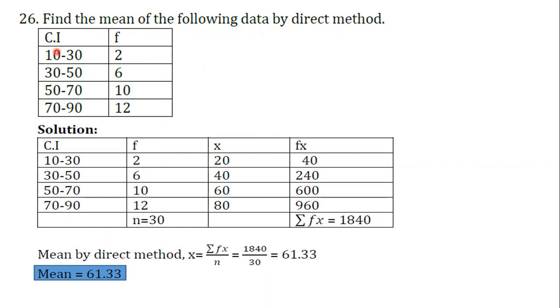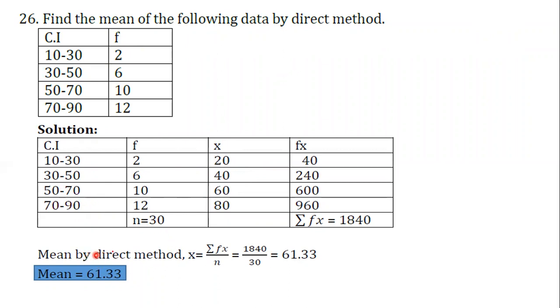The question gives class intervals 10 to 30, 30 to 50, 50 to 70, 70 to 90, and frequencies 2, 6, 10, 12. Now you need to find x. x means midpoint. Between 10 to 30, the midpoint is 20. For 30 to 50, 40 is the midpoint. Similarly, 60 for 50 to 70, and 80 for 70 to 90.